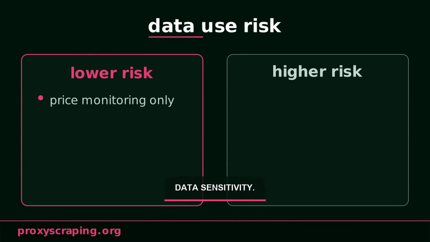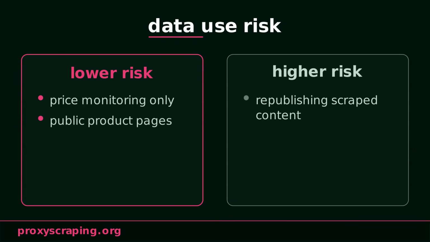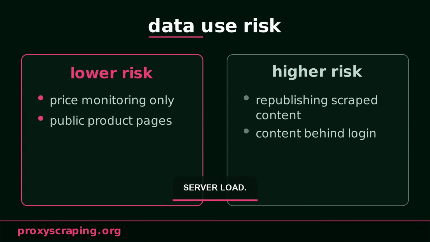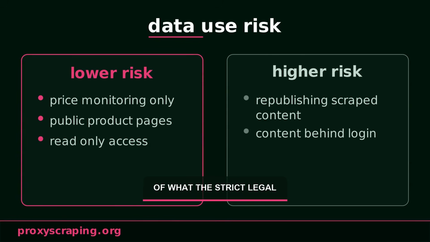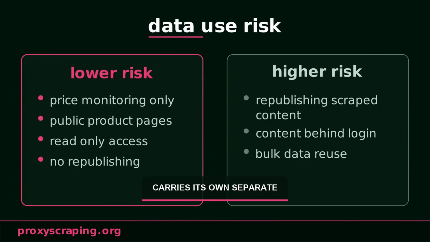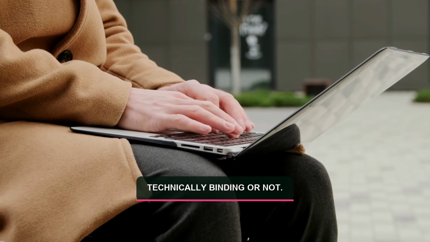Third, data sensitivity. When a robots.txt file disallows something like /user or /account, that's usually marking off personal data, not just protecting server load. I treat those as worth respecting, regardless of what the strict legal exposure looks like, because scraping personal data at scale carries its own separate risk under frameworks like GDPR, and that risk has nothing to do with whether robots.txt is technically binding or not.